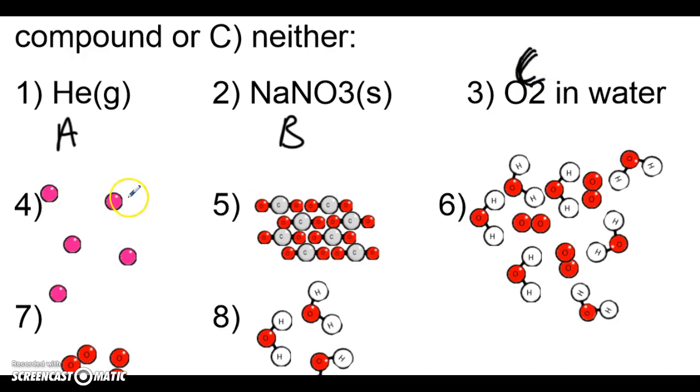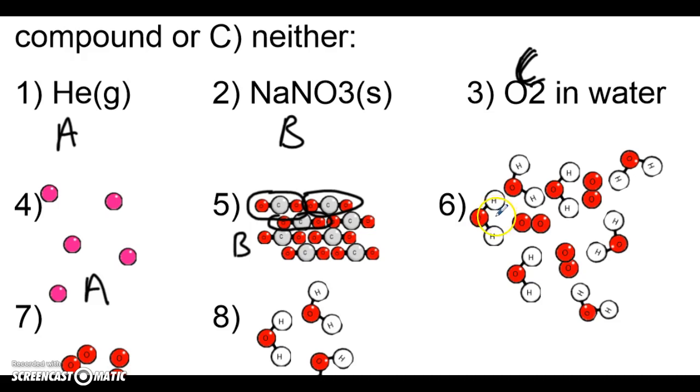Over here, I have the same type of dot over and over again, so that is an element. Here I have 2 different types of dots repeating over and over again in the same pattern, so it's really just this one molecule repeating over and over and over again. So the plural of the singular molecule, that is a compound, B.